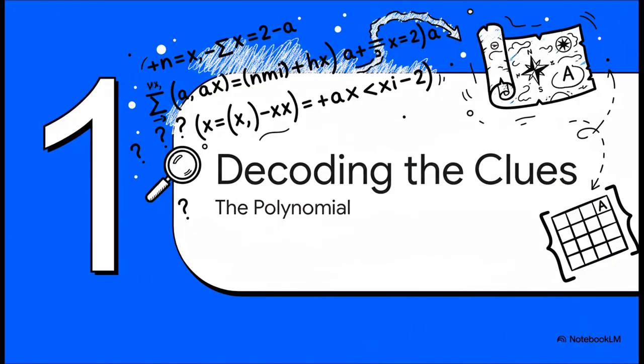So first things first, we've got to understand our number one clue, that polynomial p of t. This isn't just some random equation, okay? Think of it like a treasure map that holds all the deepest secrets of our matrix A. So what is it and how do we actually read this thing?